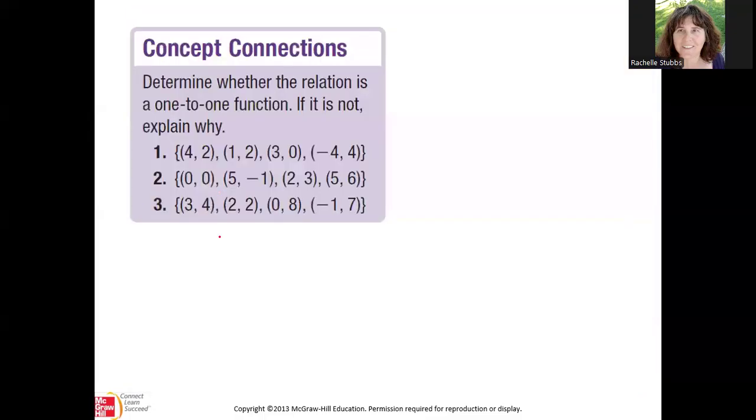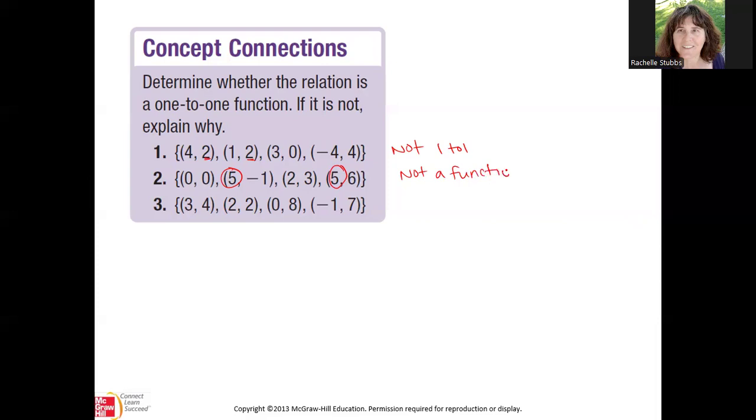Let's look at these and first see if they're a function. We've got a 4, a 1, a 3, and a -4. That is a function. Now, if the y value repeats, it's not a 1-to-1 function. 2, 2. Oh, look, the y value repeated. So it is a function, but it's not 1-to-1. Let's look at this one. Is it a function first? 0, 5, 2, 5. Uh-oh, I've got a double 5. This is not even a function.